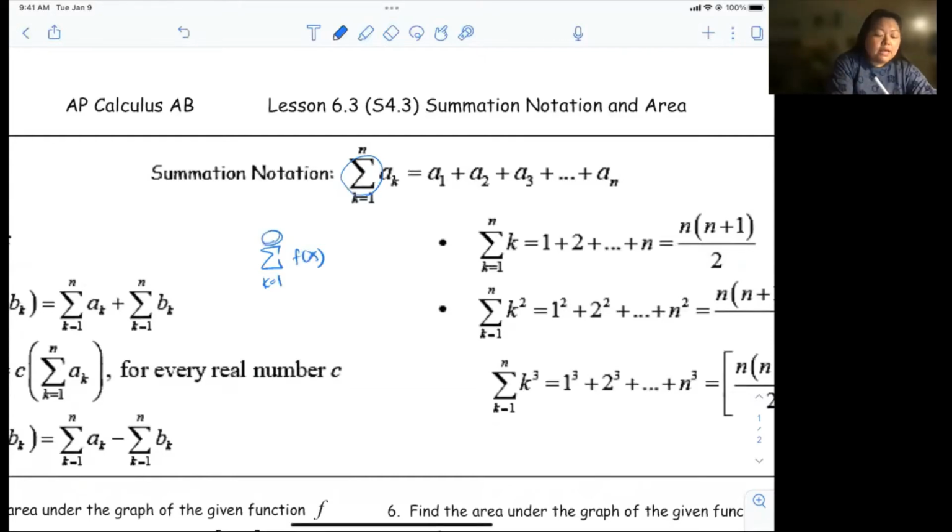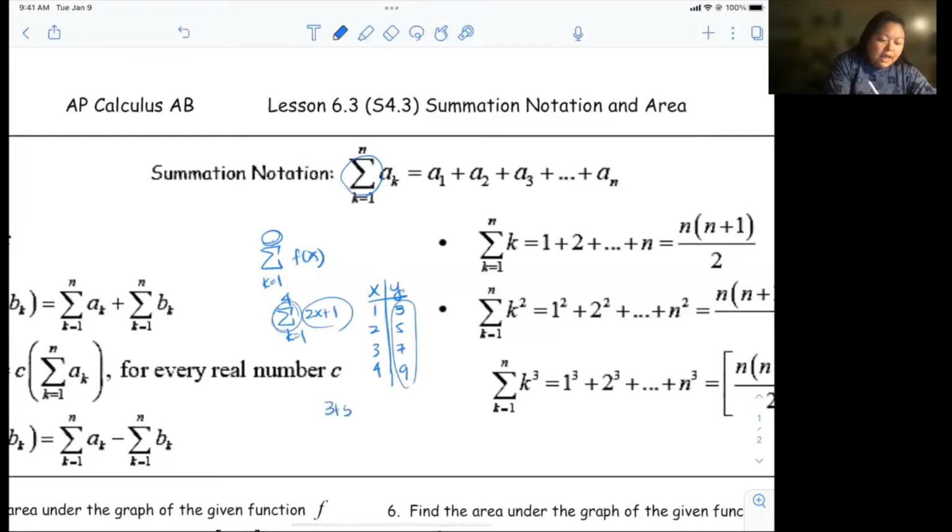So for example, if I have the function sigma of 2x plus 1, k equals 1 to 4, that means over here I make a t table of 1, 2, 3, 4, and I plug all those numbers into my function here. So 2 times 1 is 2, plus 1 is 3, and then 4 plus 1 is 5, 6 plus 1 is 7, 8 plus 1 is 9. And then what the sigma tells me to do is take all these Y values and add them up. So my final answer to this summation problem will be 24.